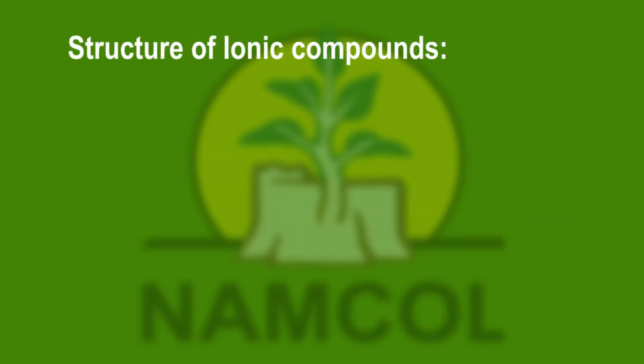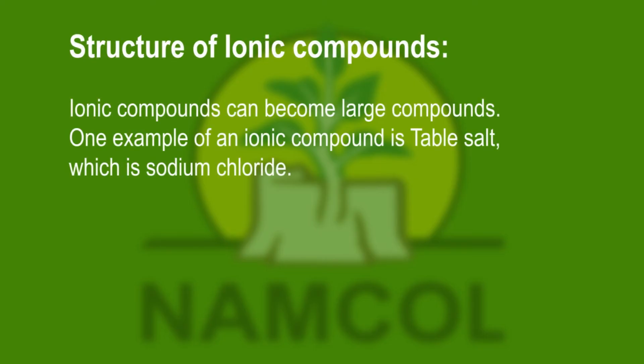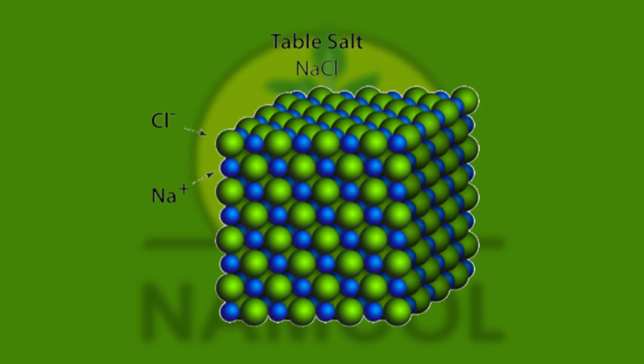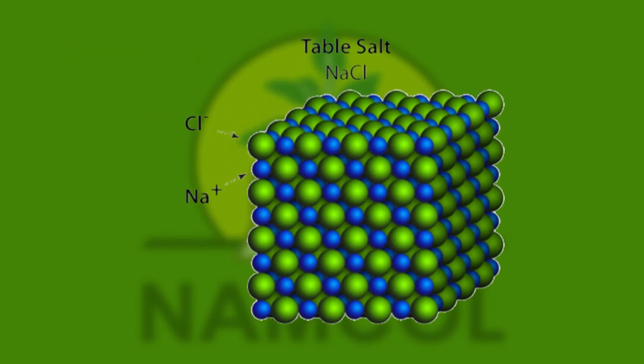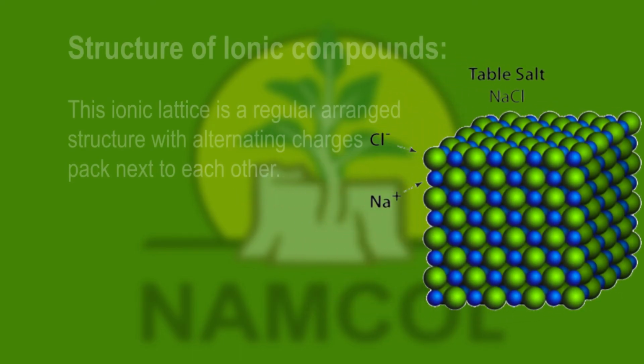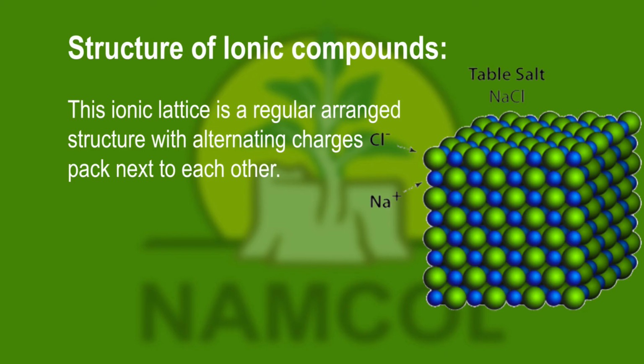Let us look at the structure of ionic compounds. Ionic compounds can become large compounds. One example of an ionic compound is table salt, which is actually sodium chloride. Ionic compounds form a crystal lattice structure. This ionic lattice is a regularly arranged structure with alternating charges packed next to each other.